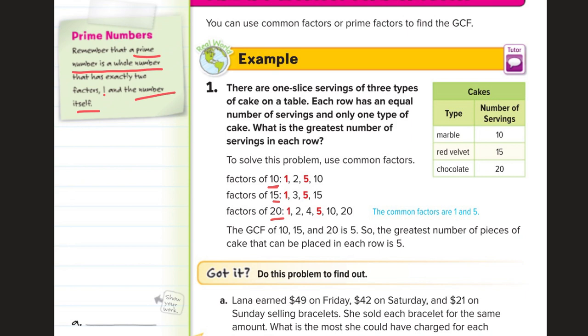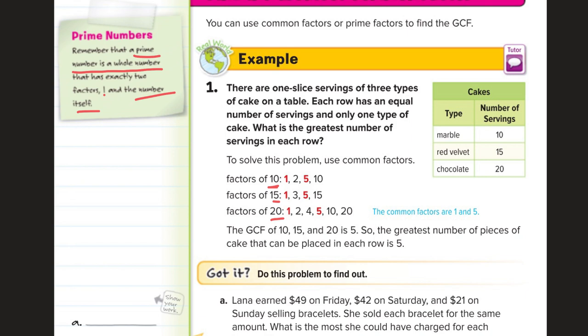Okay, so if I were to use the list method, I would just list all their factors. How do I get to 10? Does 1 go in? Does 2 go in? Does 3? No. 4? No. 5, yes. And then 10 itself. List the factors for 15. 1 times 15, 3 times 5. 20 would be 1 times 20, 2 times 10, 4 times 5, and so on.